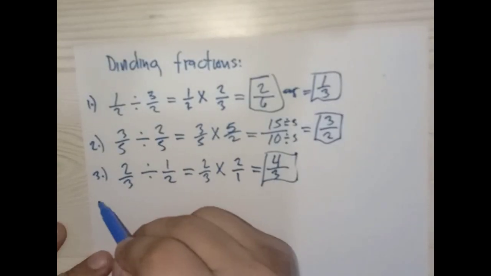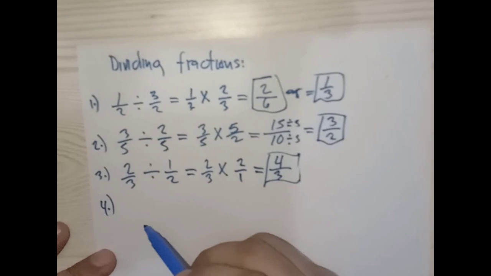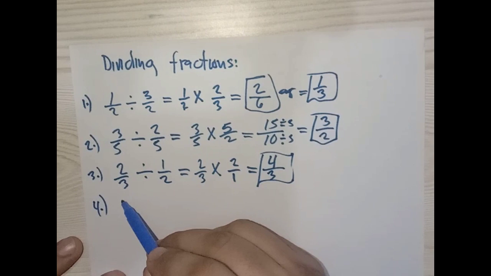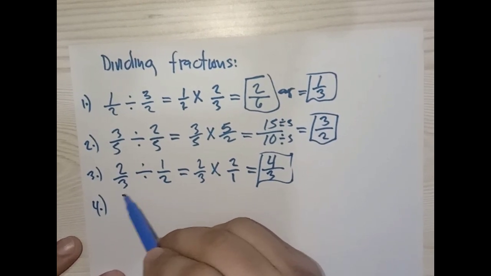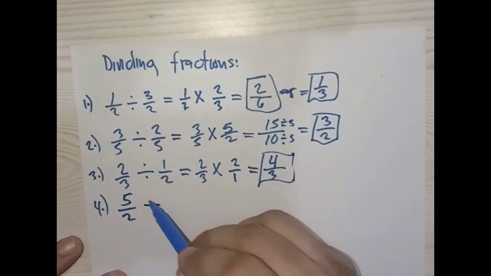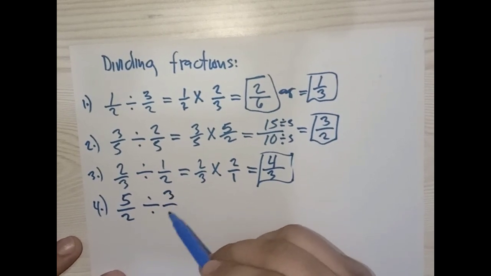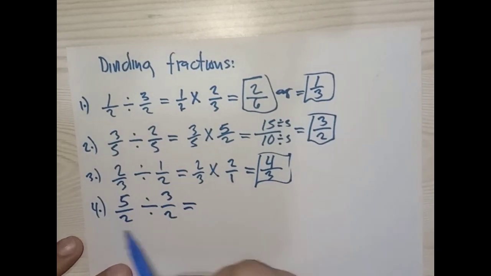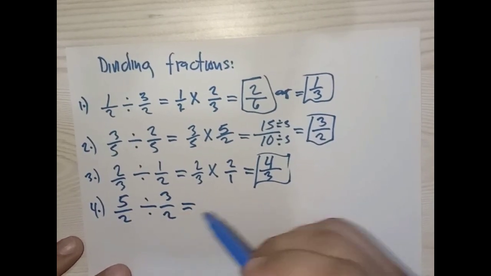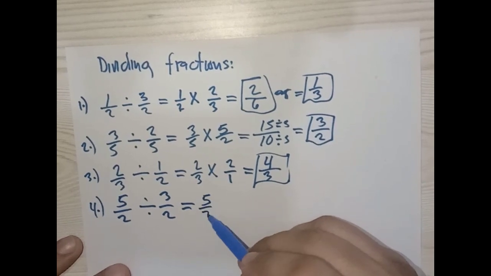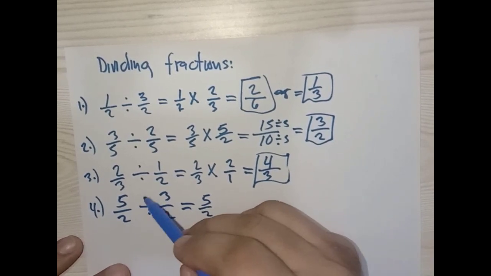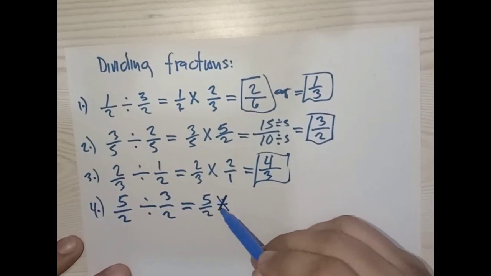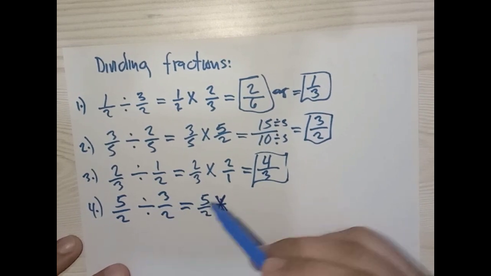Another example, 4. 5 over 2 divide 3 over 2. Okay, is equal to, so same process pa din. Copy the first term, it's 5 over 2. Change the operation into multiplication. Multiplication, okay, times. And then inverse of 3 over 2.